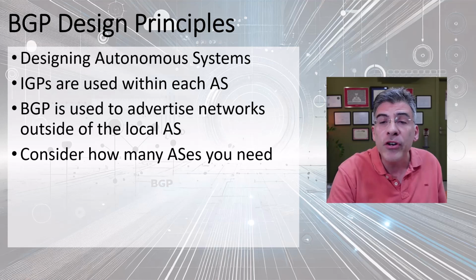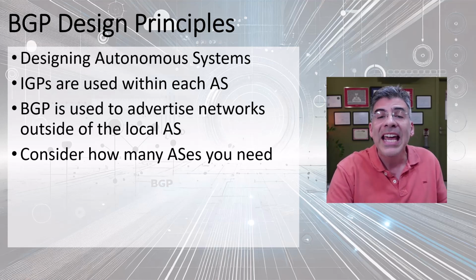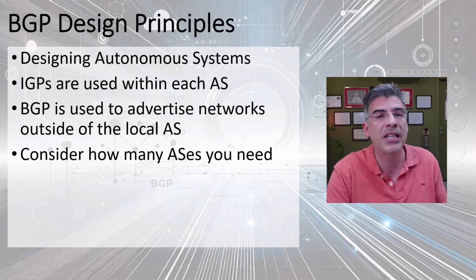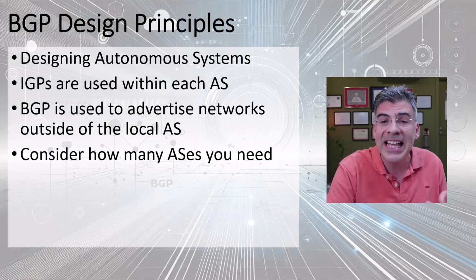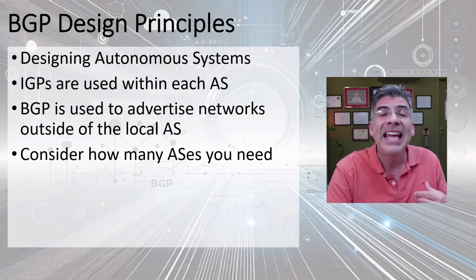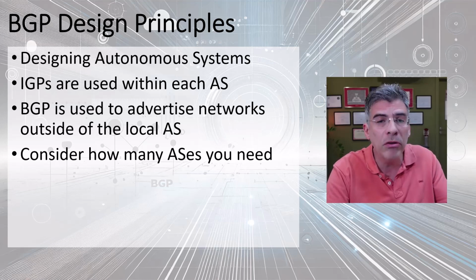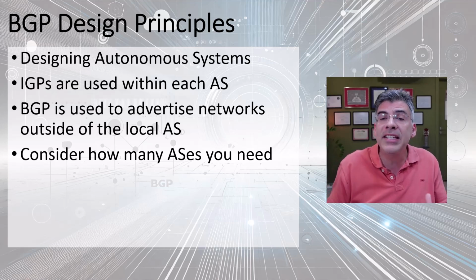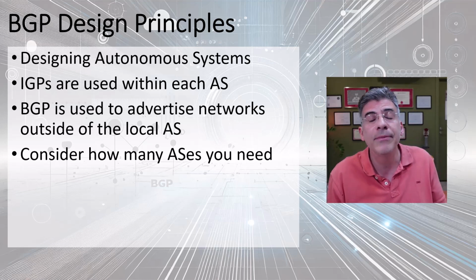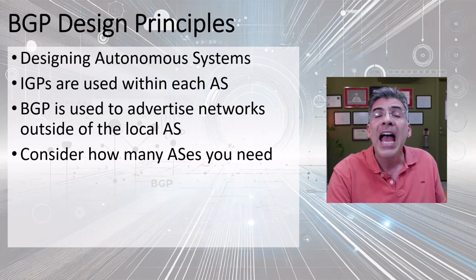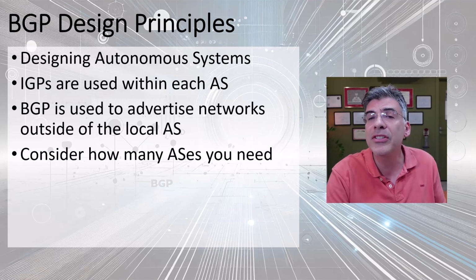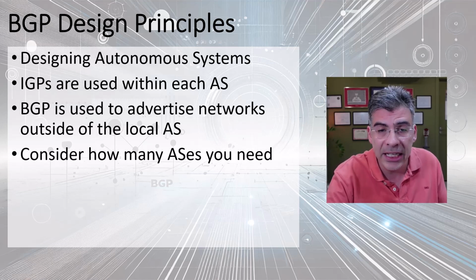Now, having that in mind, the first design principle you should take into account is the design of the autonomous systems themselves. IGPs are used within each AS, and BGP is then used to advertise those networks inside each AS to the external ASs. So you should always consider, how many ASs will you create? Are you going to create one AS or multiple ASs? That depends on the size of your network, the geographic dispersion of your network, as well as the logical separation of entities within your network. All those things are things you must think about when designing.